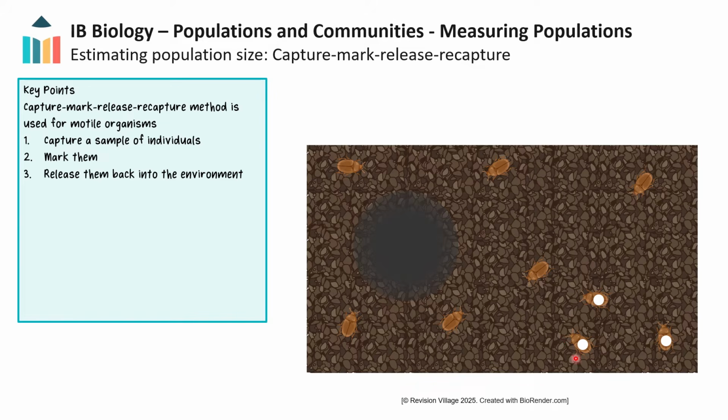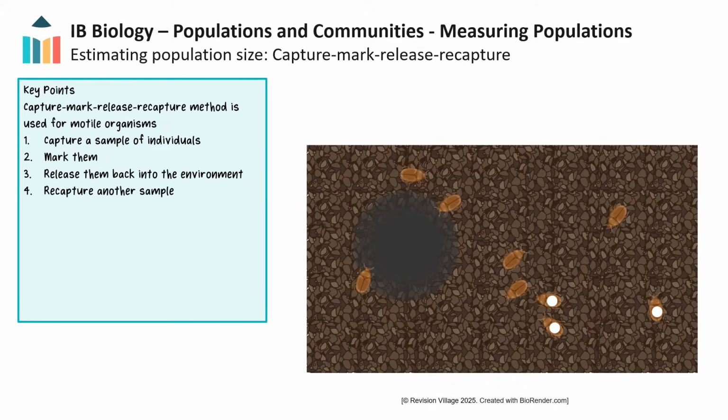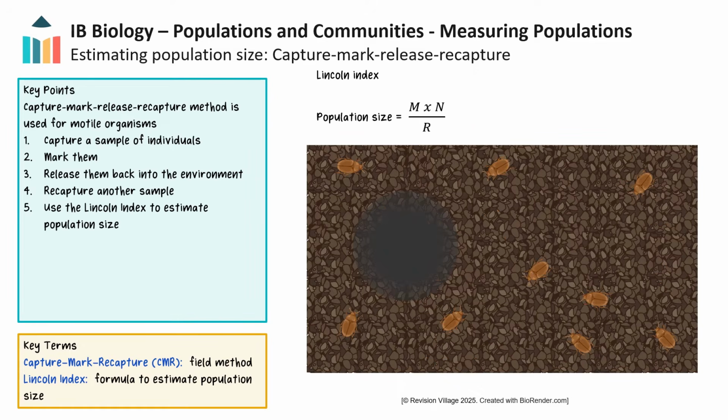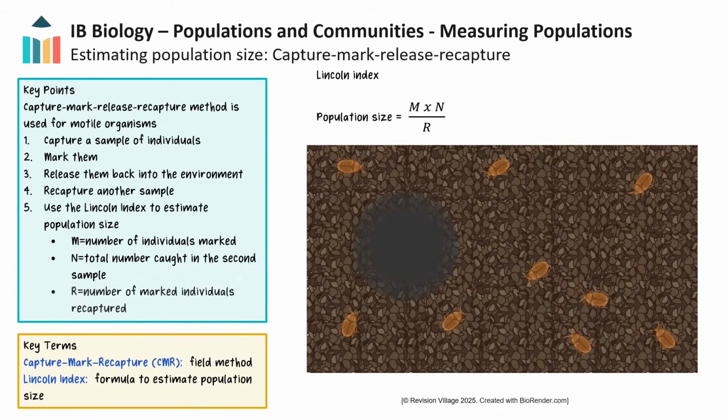The marked individuals are then released back into the environment and given time to mix with the population. After a set period of time, more individuals are recaptured in a second sample. While the capture, mark, recapture is a field method, the Lincoln Index is used to estimate population size with the formula: population size equals M times N divided by R, where M is the number of individuals marked, N is the total number caught in the second sample, and R is the number of marked individuals recaptured.